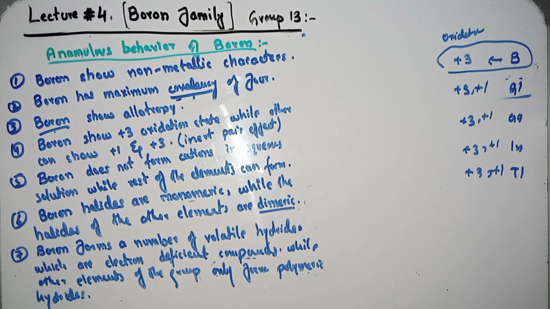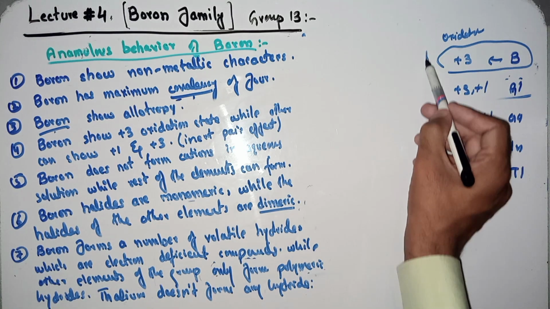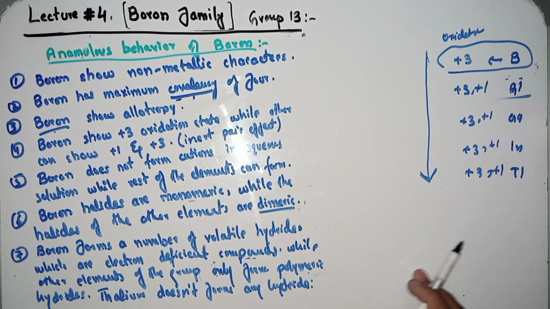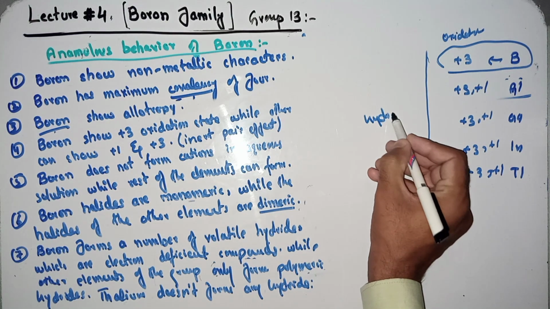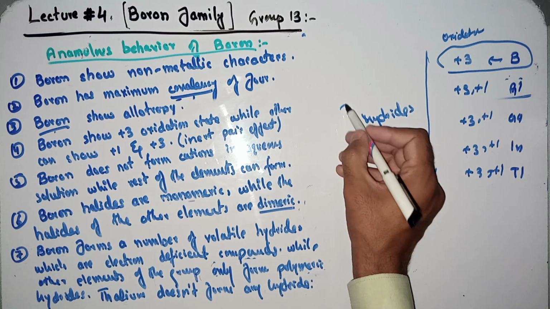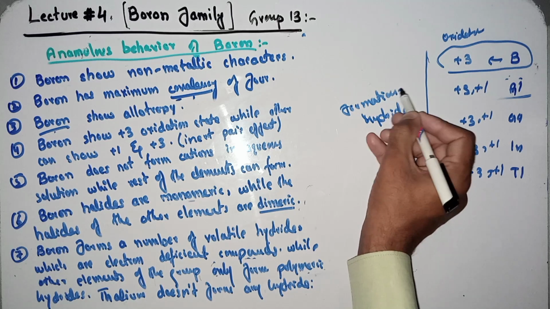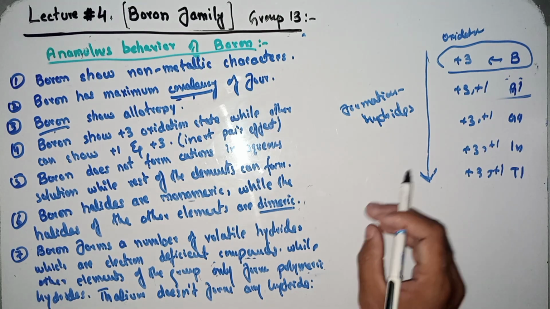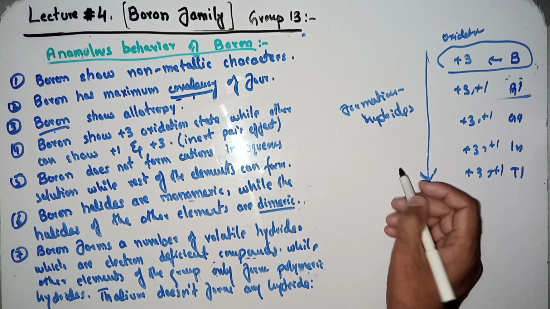Here another case arises. Thallium doesn't form any hydride. Why doesn't thallium form any hydride? In this group, from boron to aluminium, the formation of hydride decreases. It means that boron forms hydrides very well, while going down the group the formation of hydrides decreases.